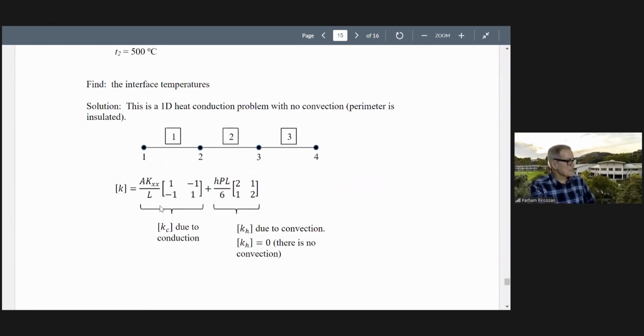We need to find the stiffness matrix for each of these elements, like what we did in solid mechanics. K is given by this for one-dimensional problems. So we need to apply it to each of these elements. For this problem, this term would be 0.